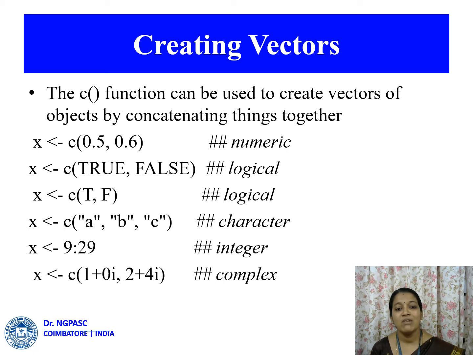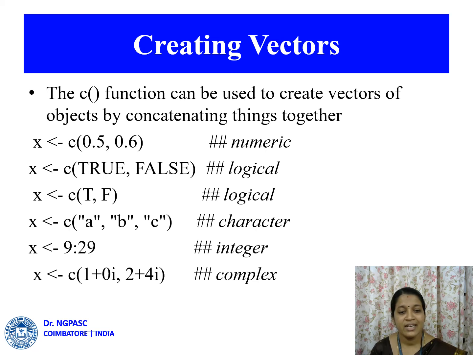So how do you create a vector in R? With the help of the c function, you can create vector objects by concatenating things together. I have given some examples with atomic objects. Here I have a variable x followed by the vector 0.5 and 0.6. It is numeric. Then I have given a vector TRUE FALSE. It is logical. Instead of TRUE FALSE I have given T comma F. It is also a logical object.